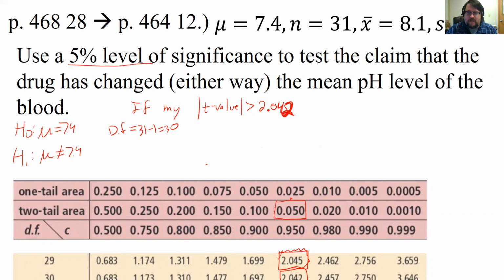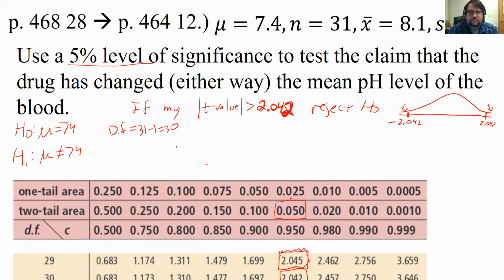Okay. So if I get a value for t that's more than 2.042 when I drop the sign off, then I'm going to reject the null hypothesis. Basically, that means I'm farther out to the edge. This is my cutoff. The cutoff areas are negative 2.042 and positive 2.042. If I end up on that end or this end past that point, I can reject the null hypothesis. If I don't, then I need to keep the null hypothesis.